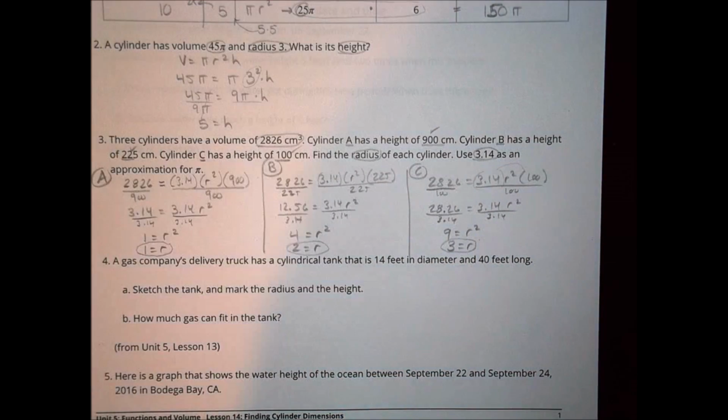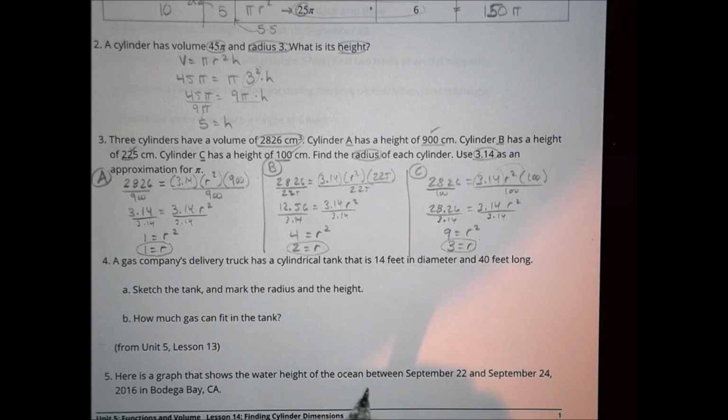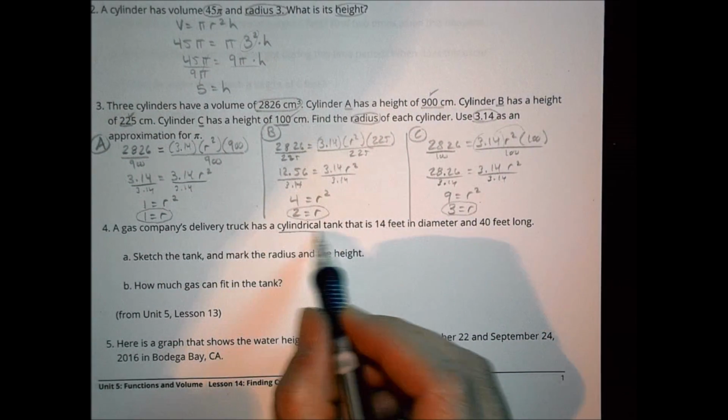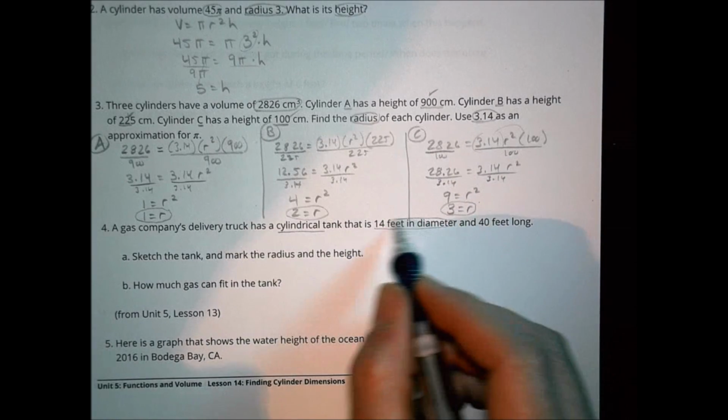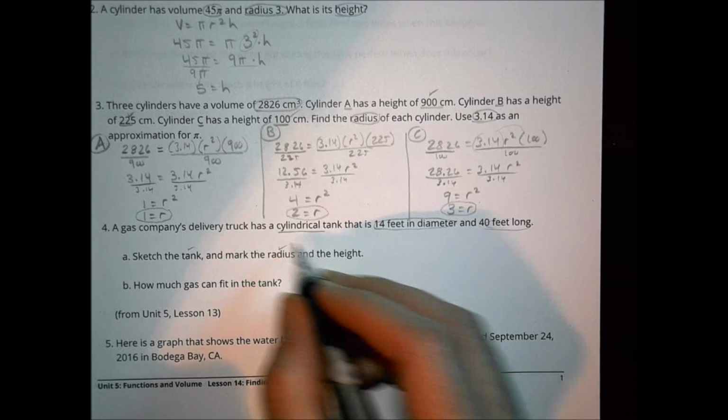So 3 problems in one. A lot of good practice there working with your division facts and trying to get that all figured out. Okay. Number 4. A gas company's delivery truck has a cylindrical tank that is 14 feet in diameter and 40 feet long. Sketch the tank, mark the radius and the height.